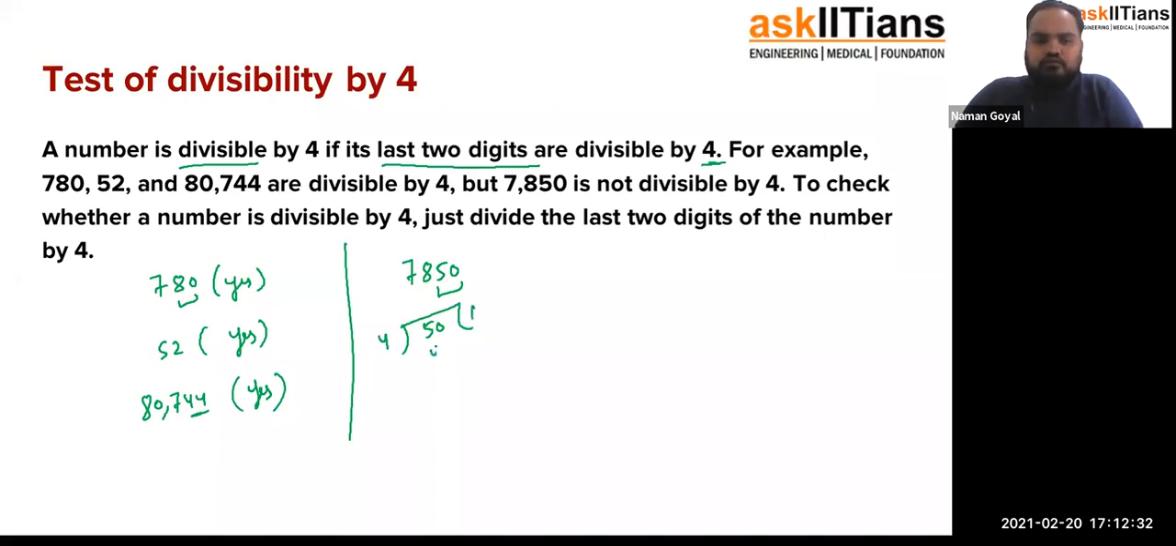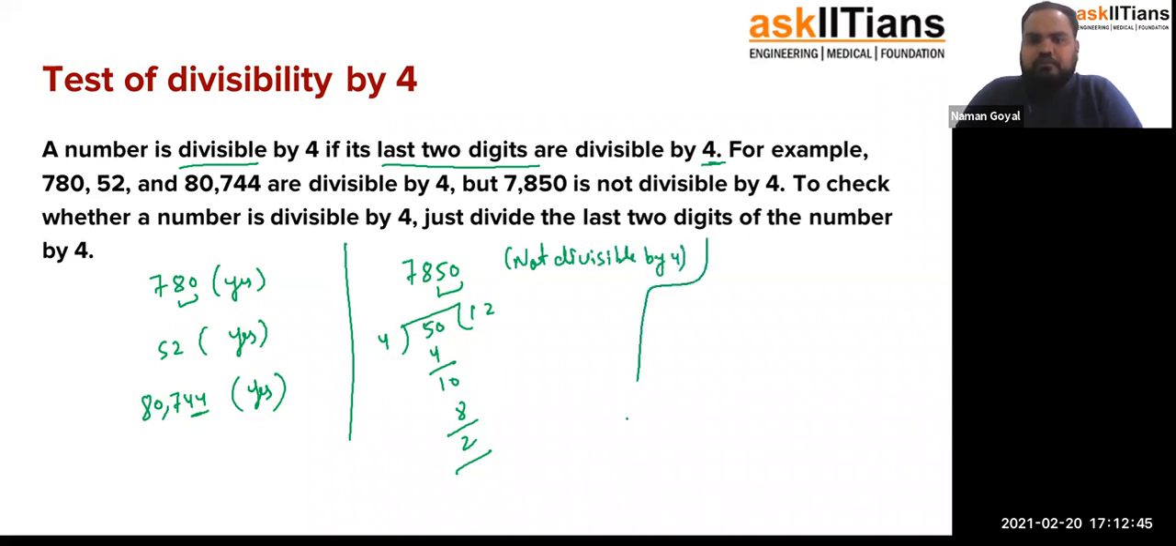So 14 times 10, 2 times 8. Now if you see, this is not divisible by 4. Not divisible by 4. Are you getting my point? Is there any doubt? So we can do it like that also. Okay, so just the last two digits.